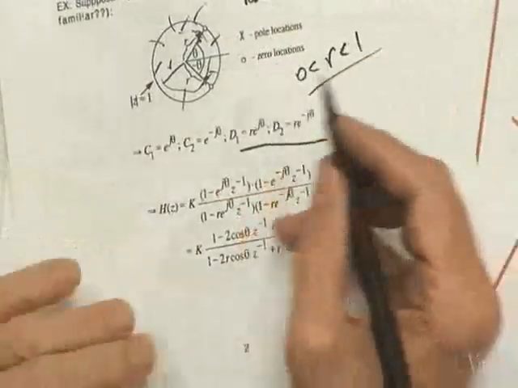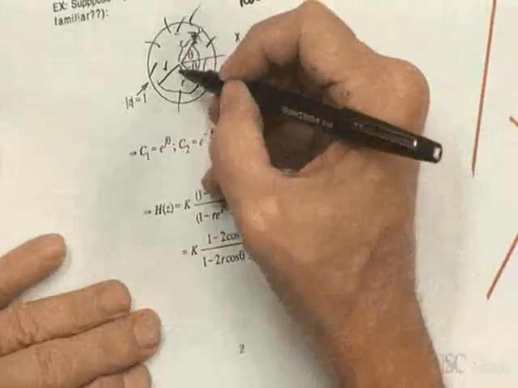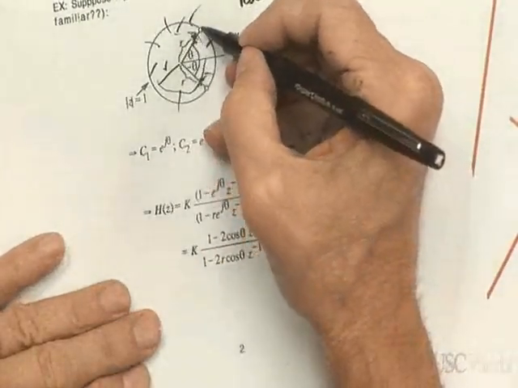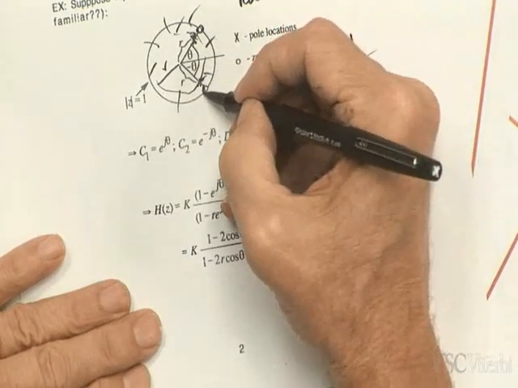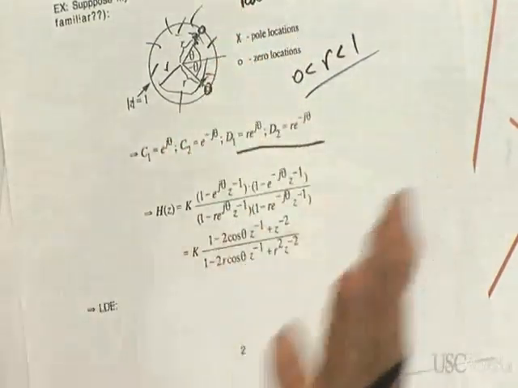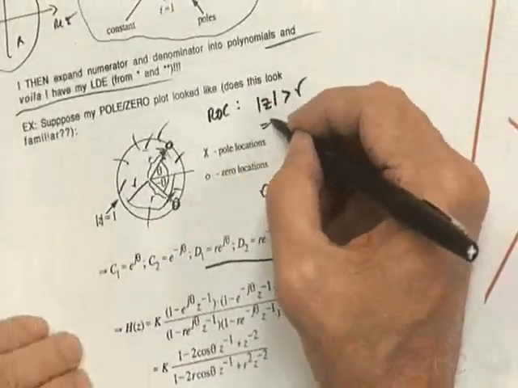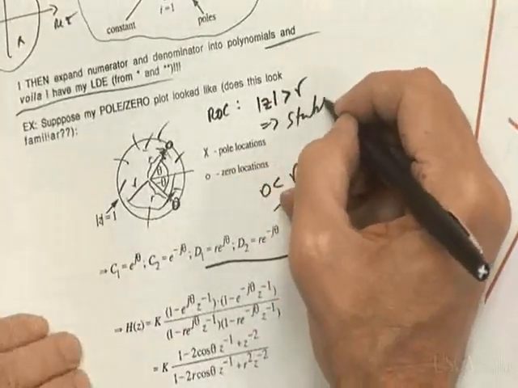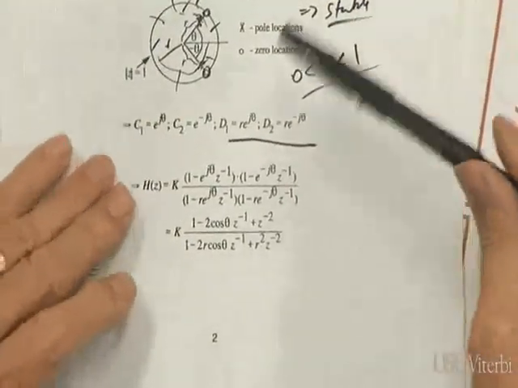And, by the way, the zero locations, guess what? They're on the same radial. They're little o's, but they're right on the unit circle. See? I have 2 zeros right on the unit circle, and I have 2 poles inside the unit circle, and it's a causal system. So we know right off the bat that it is stable. So that's good. It's good to have a filter which is stable.